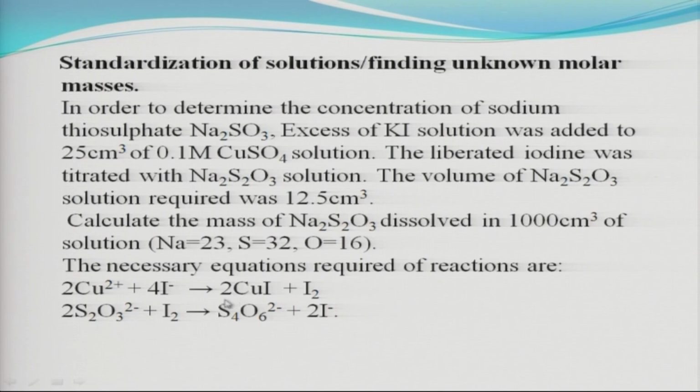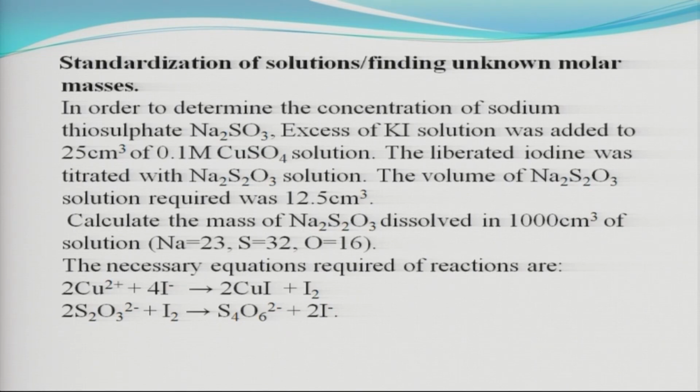Then you'll add your starch indicator, and it will change to blue-black. Then you titrate with sodium thiosulfate until it changes to white. Normally it has that white appearance, or we can call it colorless, at our end point. So you see this time iodine is disappearing.